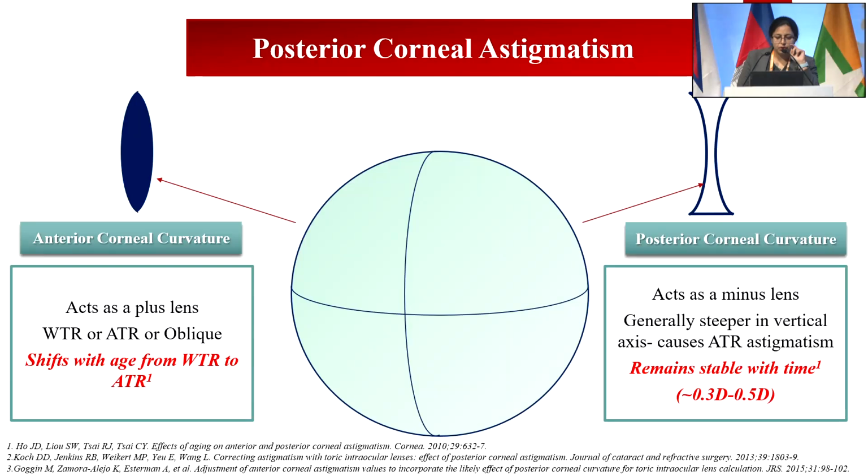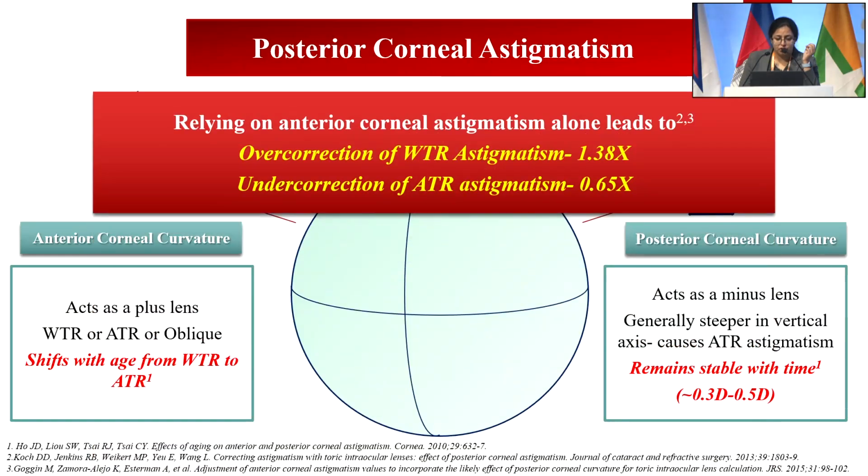Now coming to the posterior corneal curvature. The anterior corneal curvature, we know, acts as a plus lens. This is what is measured by the traditional keratometry devices, and it may be with the rule, against the rule, or oblique, shifting with age from with the rule to against the rule. The posterior cornea acts as a minus lens, is generally steeper in the vertical axis and causes against the rule astigmatism. It remains stable with time, at a magnitude of 0.3 to 0.5 diopters, and must be taken into account while calculating for premium intraocular lenses.